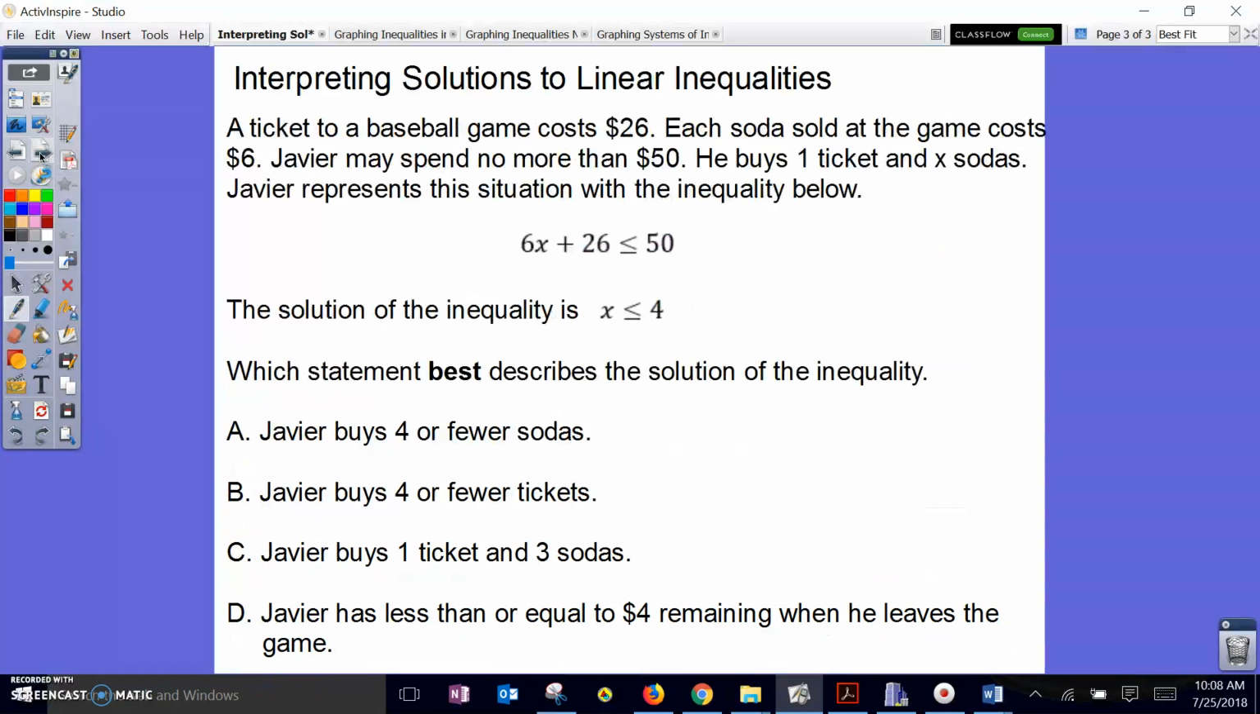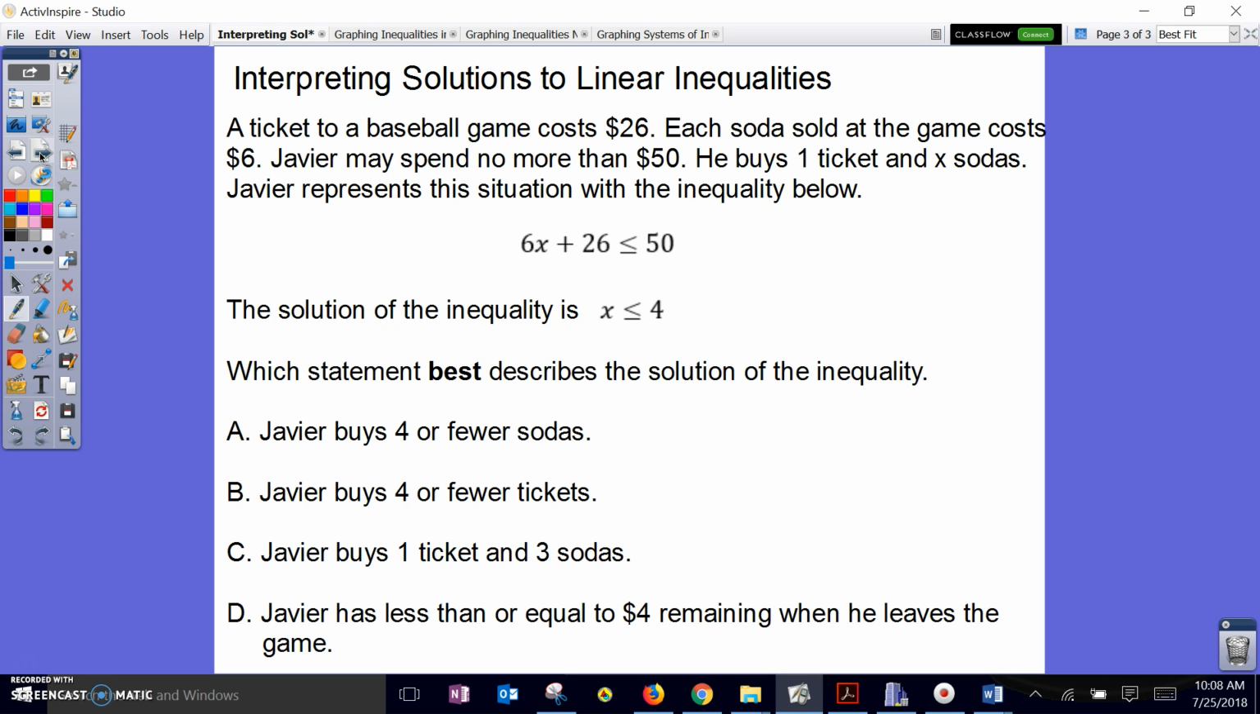One more example. A ticket to a baseball game costs $26. Each soda sold at the game costs $6. Javier may spend no more than $50. He buys one ticket and x sodas. Javier represents the situation with the inequality 6x plus 26 is less than or equal to 50. The solution of the inequality is x is less than or equal to 4. Which statement best describes the solution of the inequality?